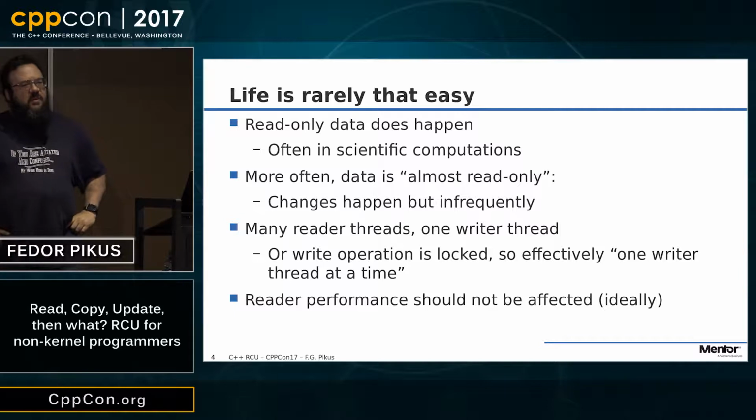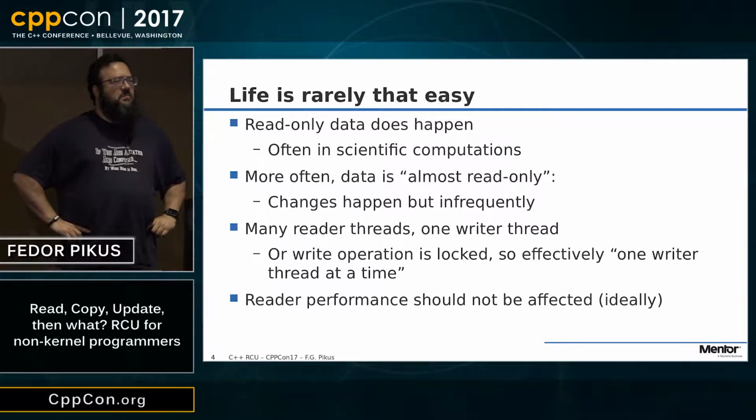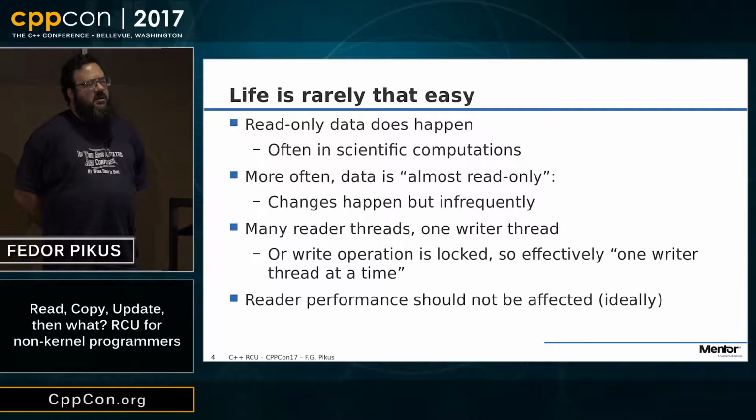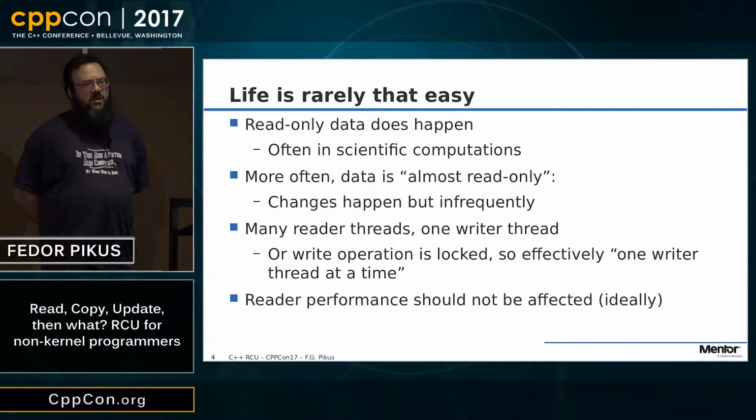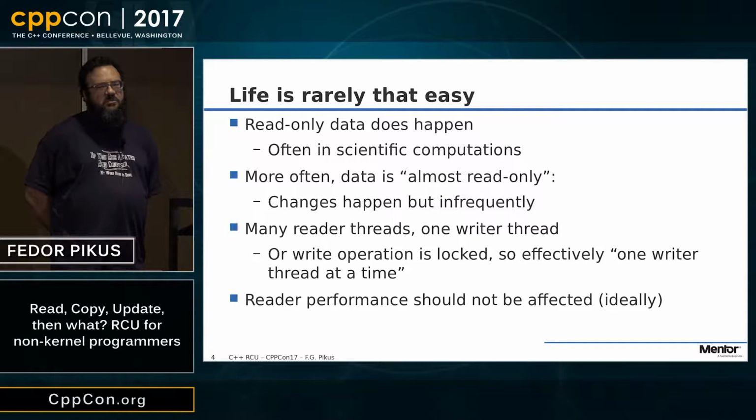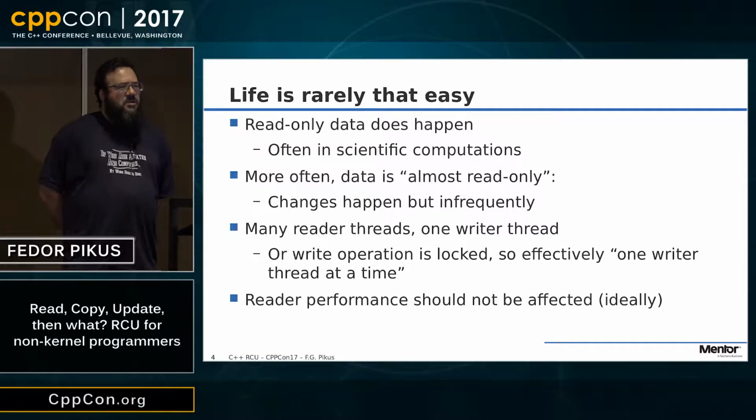Now, if your life isn't quite that easy, there is a much larger domain where data is almost read-only, which means it changes, but it doesn't change very often. So you have a lot of readers that do their heavy computing, and you may be able to get away with a single writer just because you don't have that many writes. It may be easier to have one writer at a time. Multiple threads can write, but you just have a lock, so only one thread plays writer at any given time. Sometimes you just have one writer thread, and it's not a concern because you're not bandwidth limited on writes. You're limited on reads.